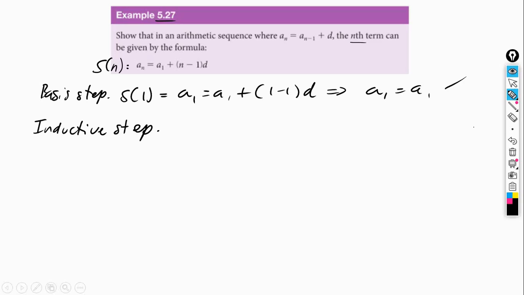So the inductive step first, assume that it's true for k. So we just write everything in terms of k. And then we need to prove for k plus 1.